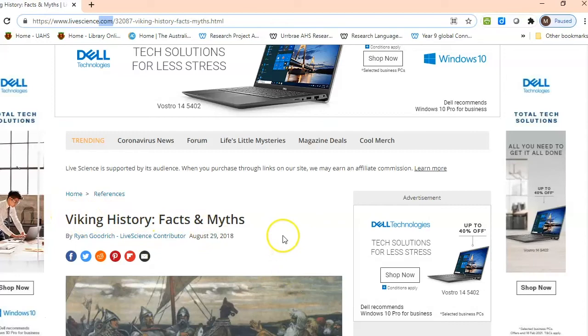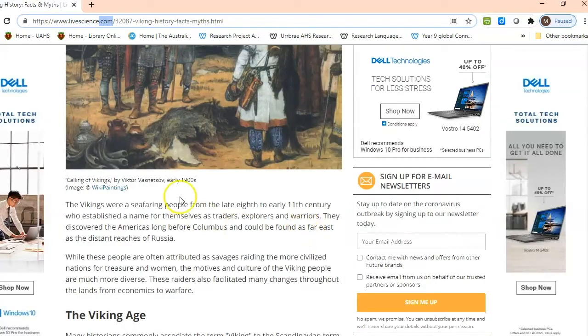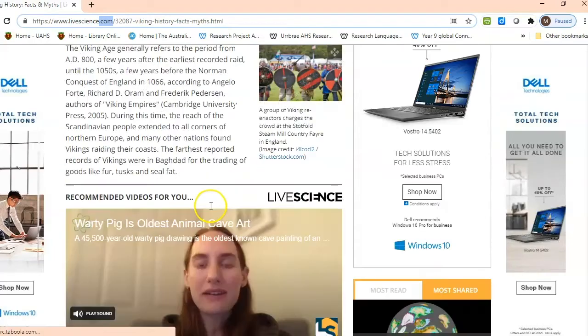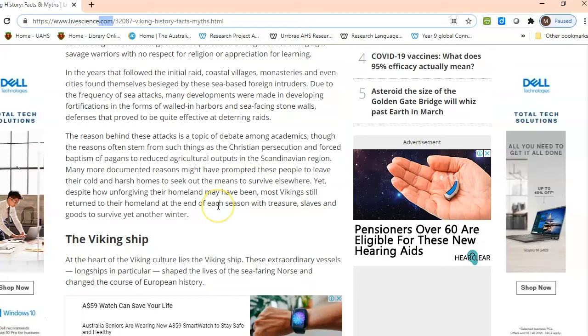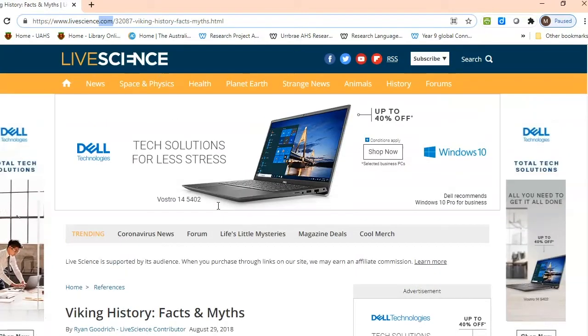While it might be about Viking history, facts or myths, I can see around the page that there are lots of advertisements to different products, links to different websites. So what it's really trying to do is sell me something while I'm browsing this page. .com just doesn't have to be selling you something though. It could also be a website hosting service, meaning that people have paid to have this website published through their servers.